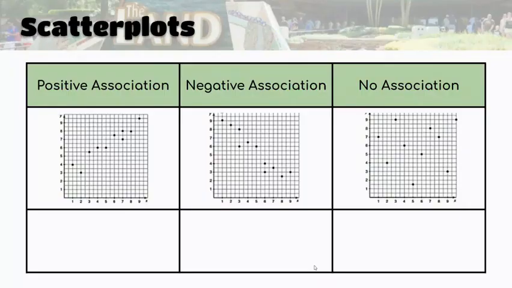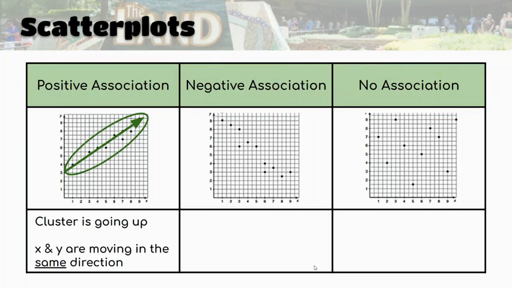Scatterplots. So when we have a scatter plot, there are three different kinds of association that we could have. Positive association means it looks like a line and it's moving upward. So as we read from left to right, the data seems to be moving upward. So the cluster is going up and X and Y are moving in the same direction.